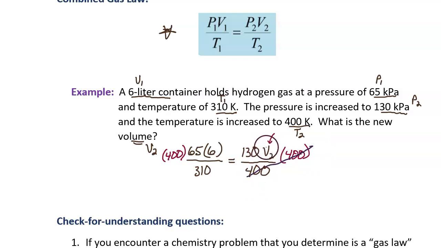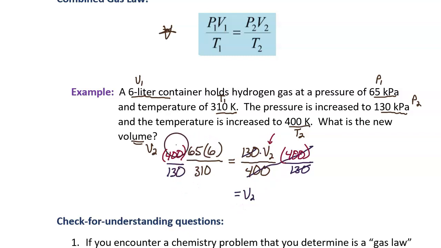What's left next to the V2 now? It's the 130. The 130 is being times to the V2. From algebra class, how do you remove a number that's been multiplied to a variable? You divide by it. So on both sides, we want to divide by the 130. That makes the 130s cancel away, and the only thing left is V2.